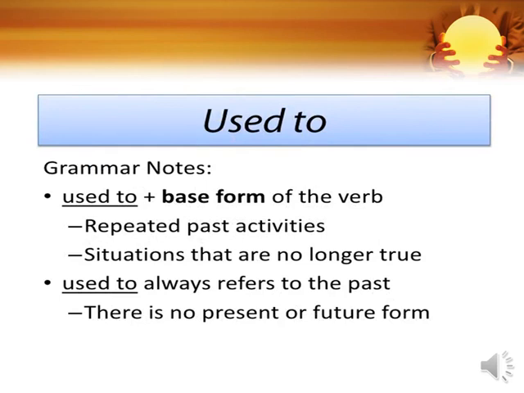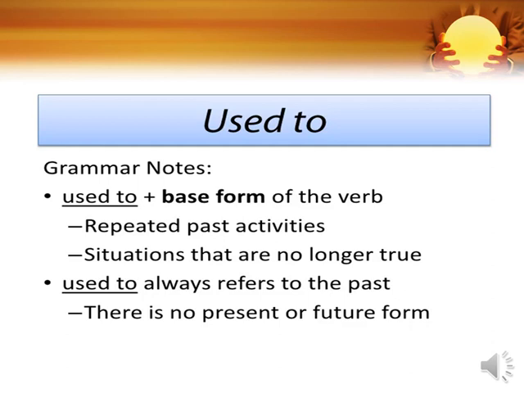A very simple thing is going to be explained here, which is "used to." We use "used to" when we talk about things in the past. So remember, there is no present or future form for "used to." Why do we use it then? We use it for things in the past. How do we use it?